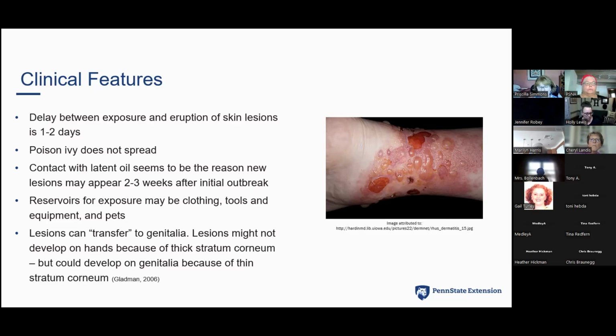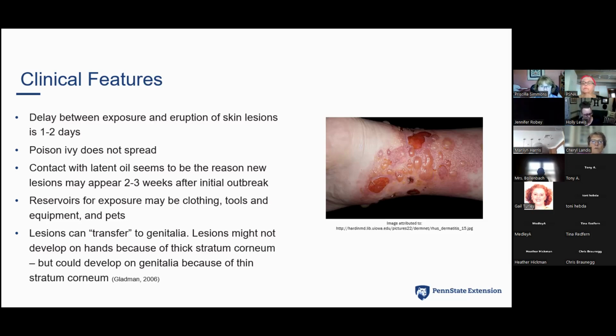Also, bear in mind that lesions can appear on the genitalia, and that would be from performing personal care, wiping with fingers that have urushiol oil on them. So I would teach anybody who has an outbreak involving hands that they should be particularly careful and possibly wear gloves when they wipe themselves, because it is difficult to remove this oil.